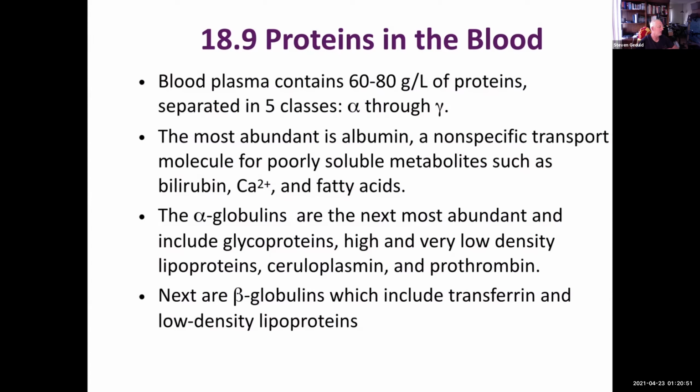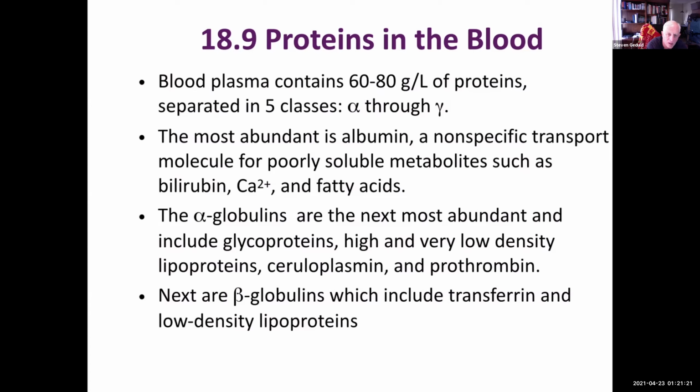All right, we have proteins in our blood. Blood plasma contains about 60 to 80 grams per liter of proteins, alpha through gamma. The most abundant is albumin, the most abundant protein in the blood. It's a transport molecule for poorly soluble metabolites like bilirubin, calcium, fatty acids. It helps transport that to the cells and into each cell through the cell membrane. That's what albumin's function is.